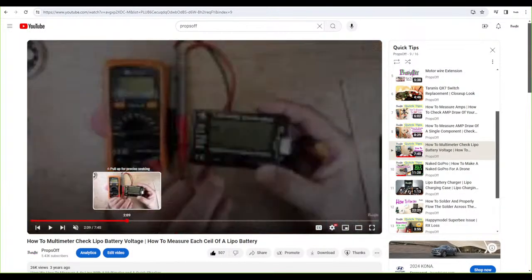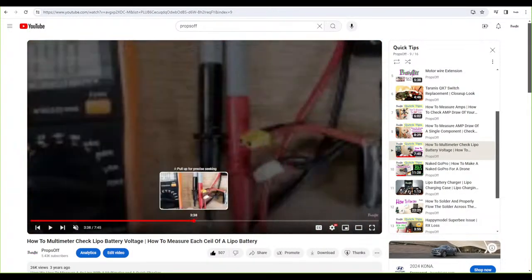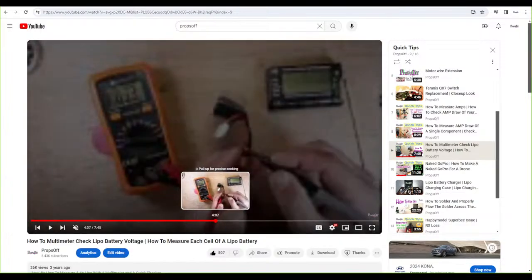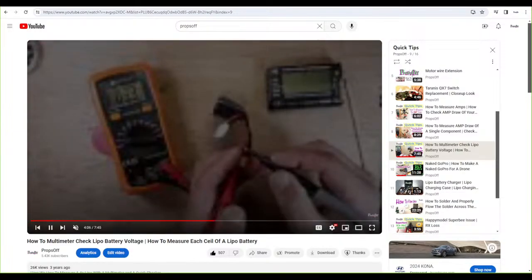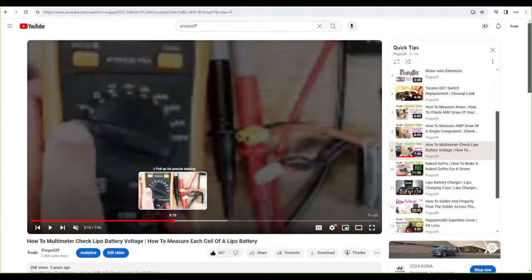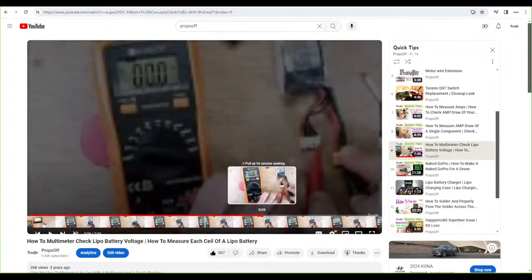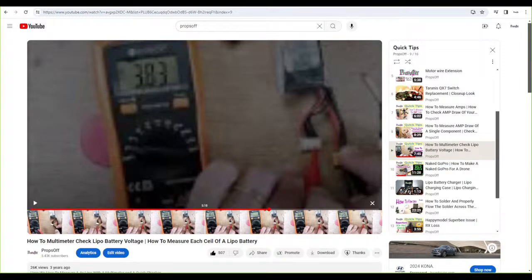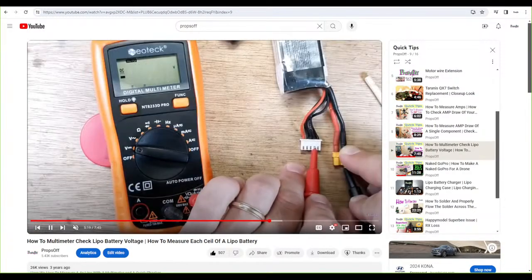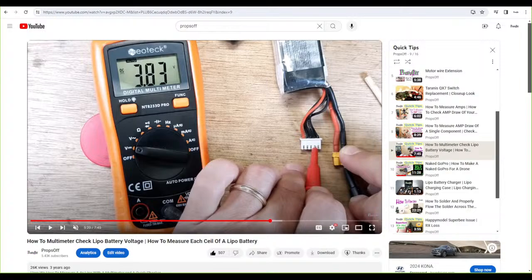So in this video here where I'm measuring the lipo balance lead, you know, I don't think I had drawn out the leads. I think this is where some of the people, like I made the mistake in this video of not going into detail.